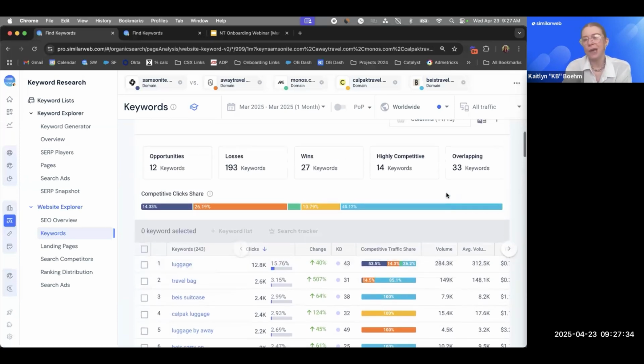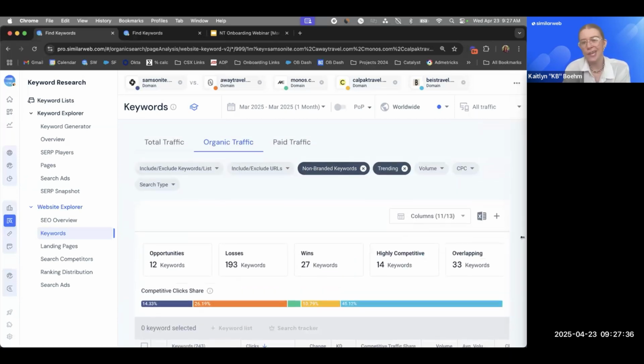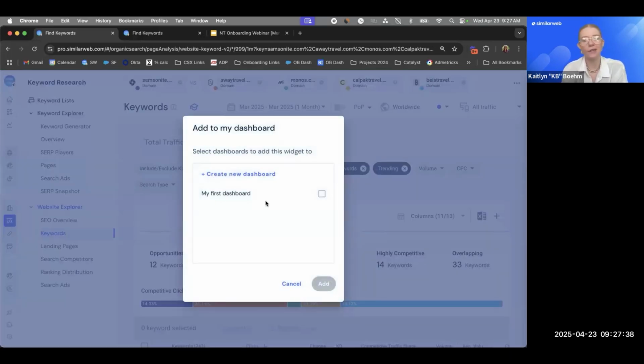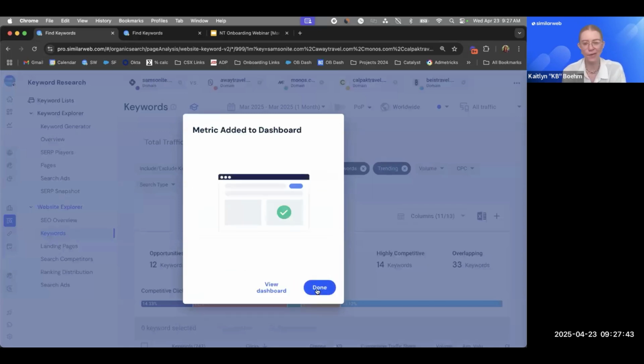Because also with all these little layers that I've created, I'm going to click on this little plus bar as well. I want to add this to my dashboard. I feel like that's a really great way for me to go in and look at this over time.